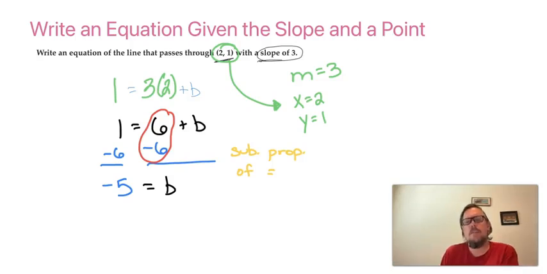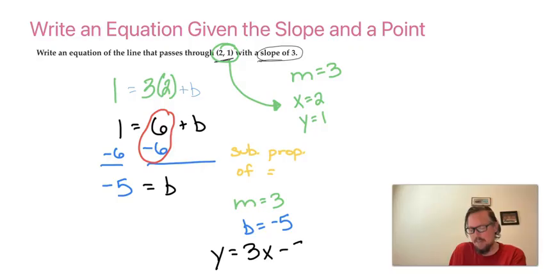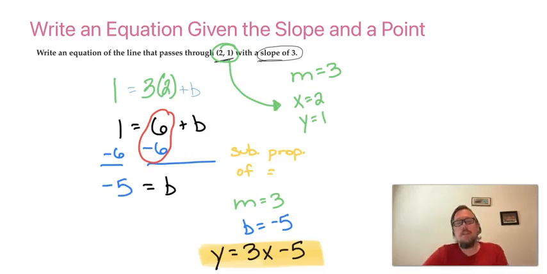To write it in slope-intercept form, I need the m and the b, and now I have both of those things. I knew from the problem that the m was 3, and now from doing that tiny little bit of equation solving, I know that b is negative 5. So my complete equation is y = 3x, and then I can do plus negative 5, or I can just do minus 5. So even if the problem doesn't explicitly give me the y-intercept, there are still ways to find it and still write the equation in slope-intercept form.